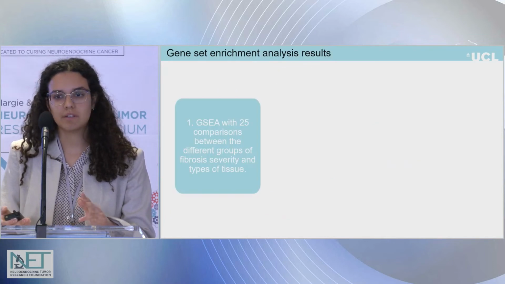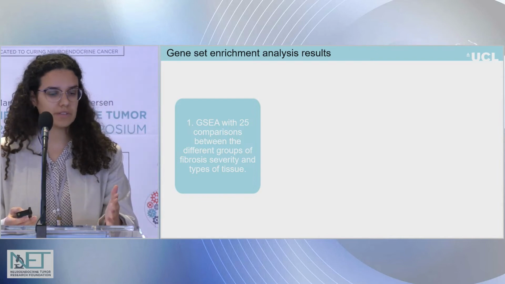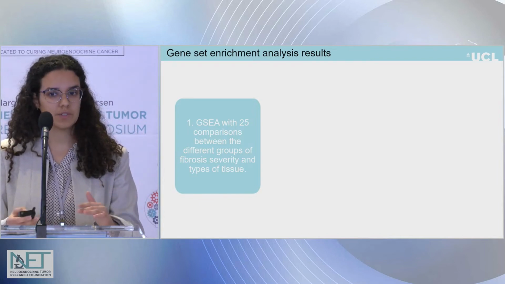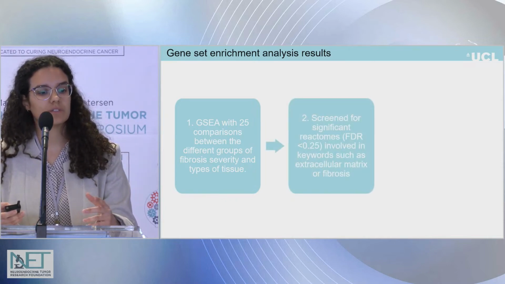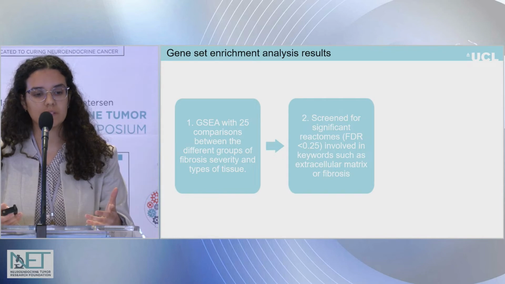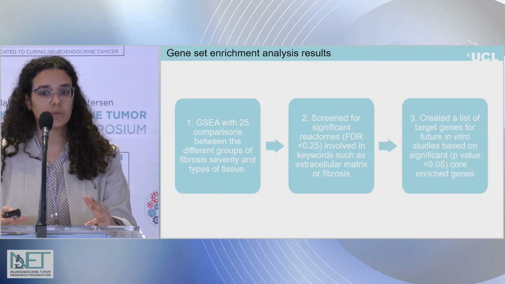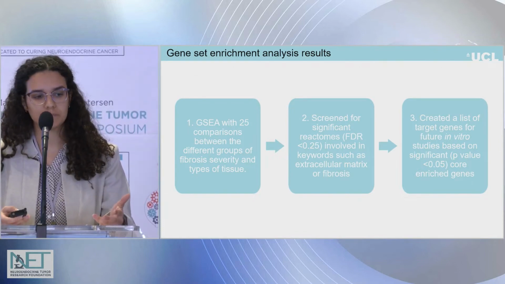Starting with the RNA sequencing analysis, we have performed the GSEA for 25 comparisons between the different fibrosis groups and the different types of tissue. We have then screened for significant reactomes related to fibrosis and extracellular matrix, and then created a list of target genes, including the core-enriched genes that were significantly up or down regulated within those reactomes.